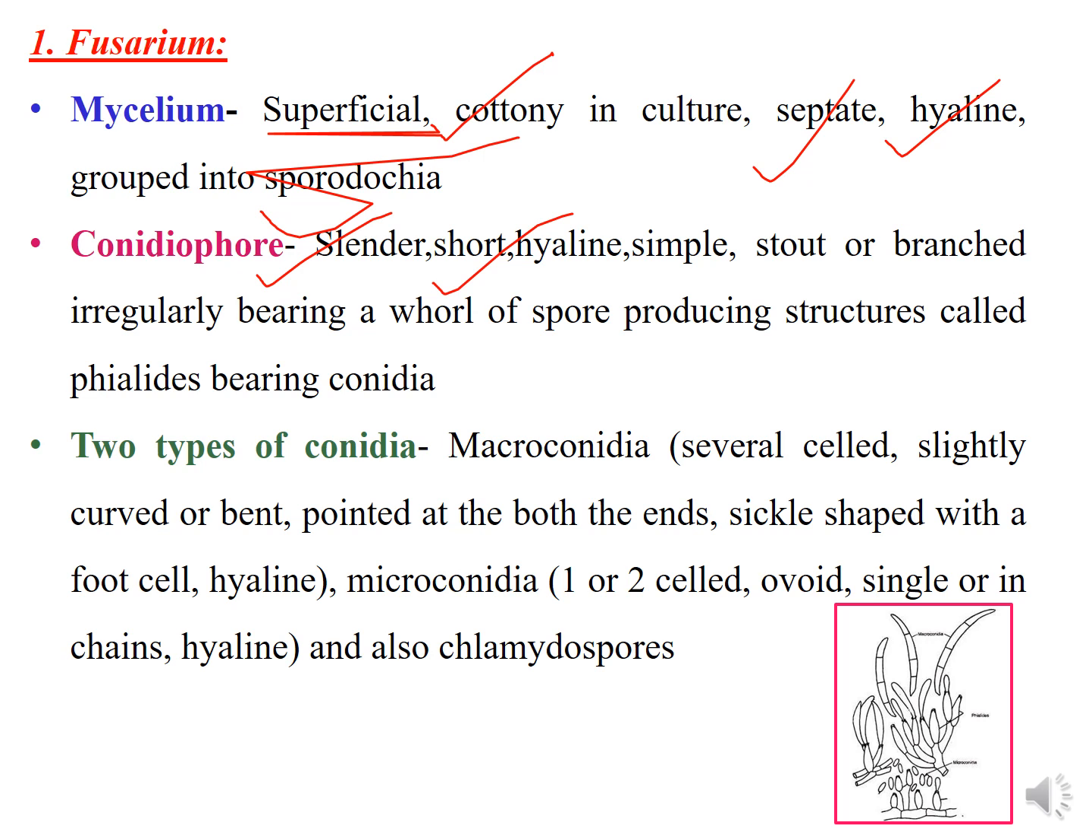Coming to the conidia, here we can see in Fusarium three types of spores, that is macroconidia, microconidia, and chlamydospores. What is macroconidia? The name itself indicates that macro means they are bigger in size. They are several celled and slightly curved or bent or pointed at both ends. Here you can see the macroconidia, sickle shaped with a foot cell and hyaline in color. Whereas microconidia, here you can see at the bottom, are one or two celled, ovoid, and single or in chains. They are also hyaline in nature.